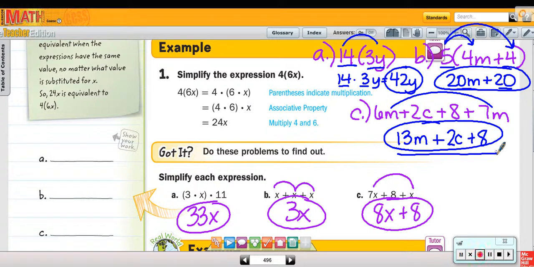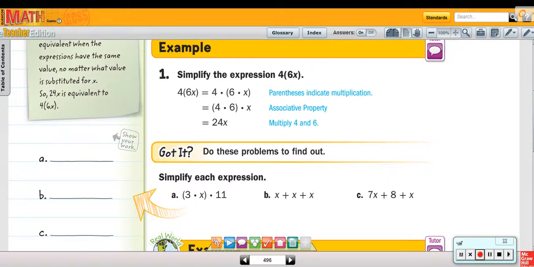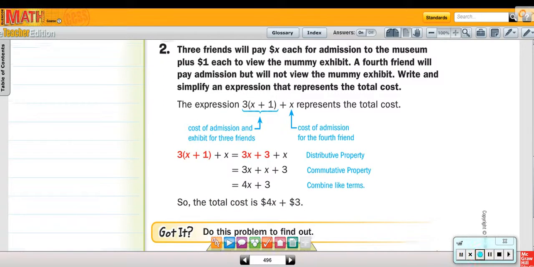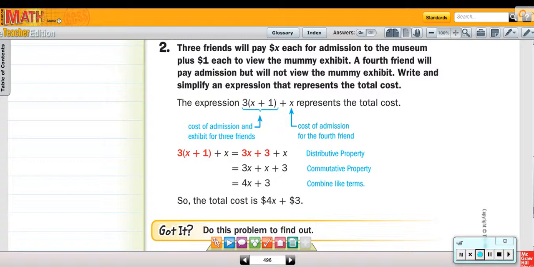Okay. Let's look at this word problem. I need your pencils in hand. This, 6th graders, is probably the toughest skill of the day. If you bear with me, this will make sense. Look at number 2. It says, 3 friends will pay X dollars each for admission to the museum, plus $1 to view the mummy exhibit.